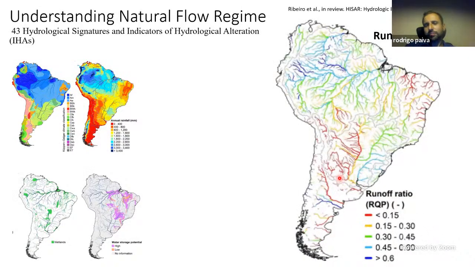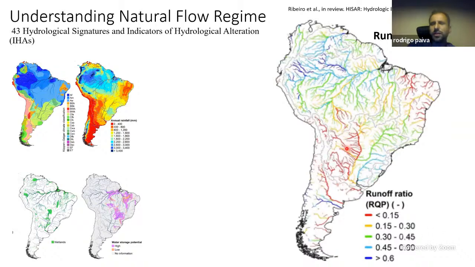But we could also produce other indicators such as the runoff ratio. What is the percentage of precipitation that converts into discharge? So blue here means humid regions with humid rivers. The same thing we see here in the Amazon, in southern parts of Brazil, and dry arid regions here, and in this part here.